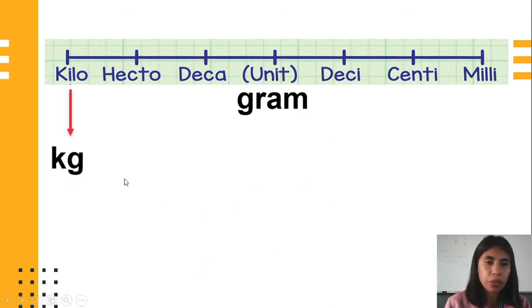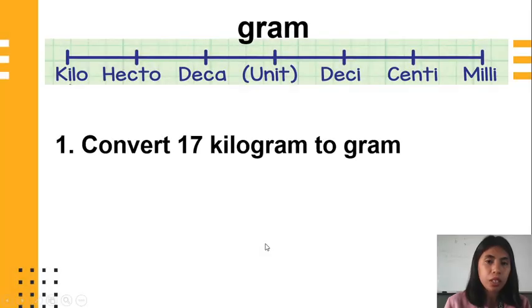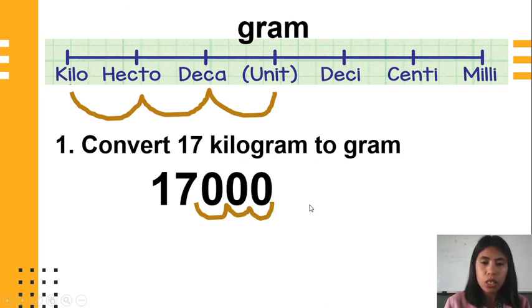Next, we have for weight using gram. So we have kilogram, hectogram, decagram, gram, decigram, centigram, and milligram. So let's have an example. Convert 17 kilograms to gram. So from kilogram, we will count 1, 2, 3. 3 units going to the right. So 1, 2, 3. Add 3 zeros. So therefore, 17 kilogram is equal to 17,000 gram.